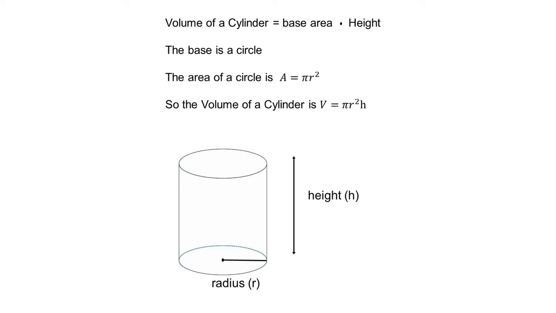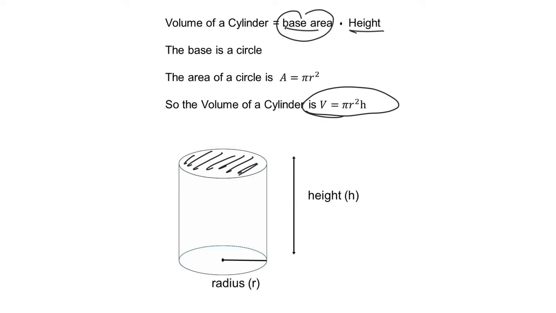So volume of a cylinder is its base times its height. So you need to find its base. Oh, its base area. Sorry, my bad. It's the area of the base. The base is a circle. The area of a circle is A equals pi r squared. So that means the volume of a cylinder is volume equals pi r squared h.